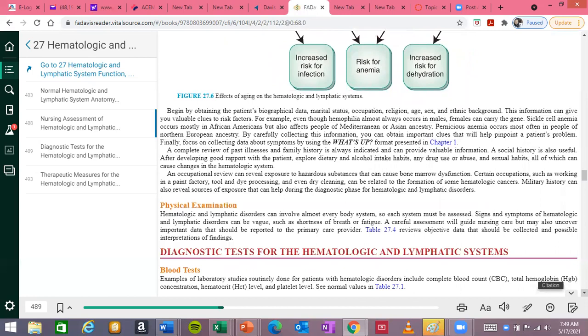And it just talks about the aging lymphatic system and hematologic system, where an aging system has a less efficient immune response. They experience iron deficiency, increased risk for infection, anemia, and dehydration.